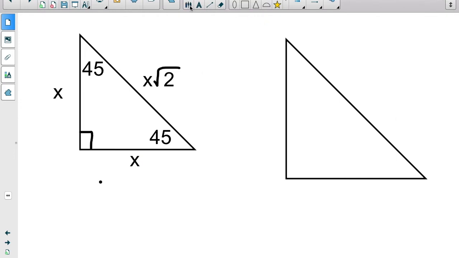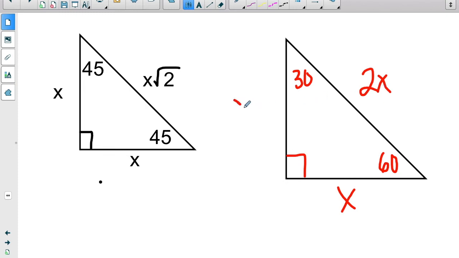Now the other type of special right triangle that we can have is our 30, 60, 90 degree triangle. We stated that the side opposite 30 degrees is x. The hypotenuse, the side opposite 90 degrees, is 2 times the shortest length, the side opposite 30. And the side opposite 60 is the shortest length times the square root of 3. So in this triangle, everything revolves around the shortest side.